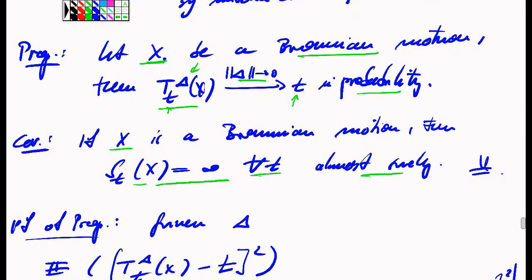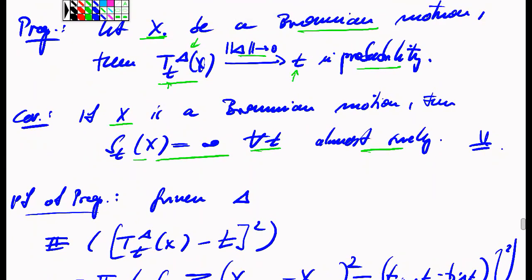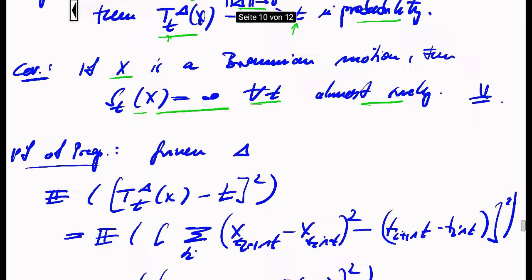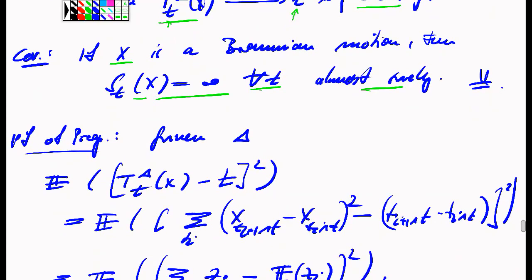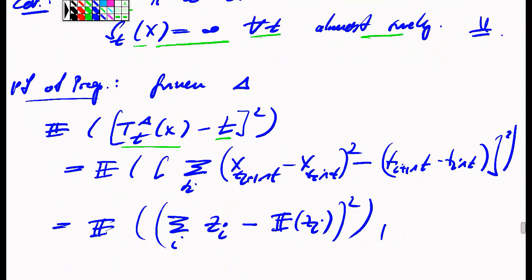Okay, let's show this proposition about the convergence in probability of these approximate quadratic variations when we evaluate them along Brownian trajectories. I consider this quantity, which is this sequence of squares of increments, and I subtract the number t, which is the suspected limit of this sequence of t delta, and I insert.